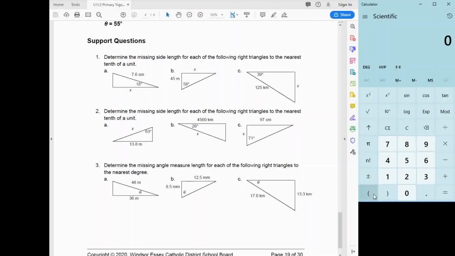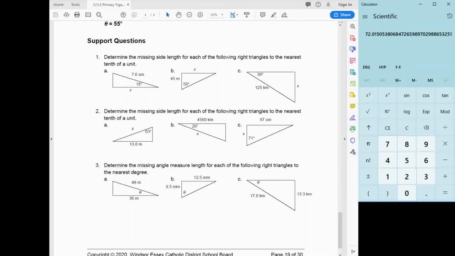So for this calculator, I have to enter my number first and then press the tan button. So my unknown is the x, which is going to be in the numerator, because opposite is in the numerator for tangent, which means that I'm going to do 45 multiplied by 58 tangent. And I get 72 degrees. I'm sorry, 72 meters. Or 72.0 meters, I guess, because it's to the nearest tenth of a unit.